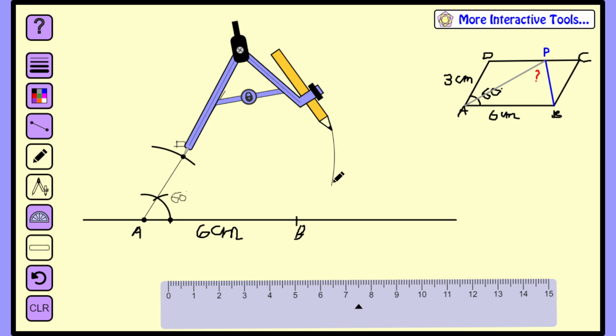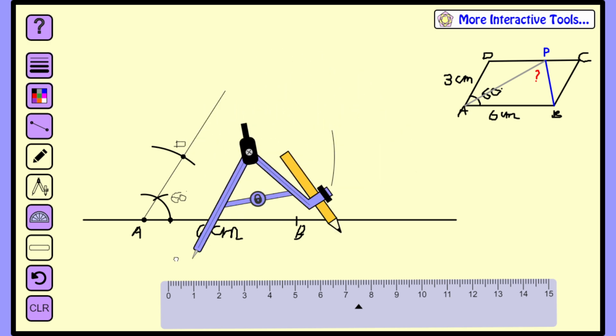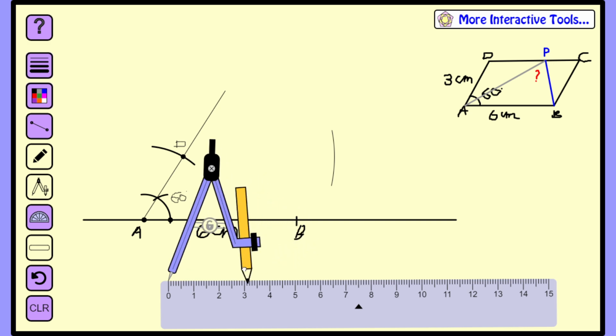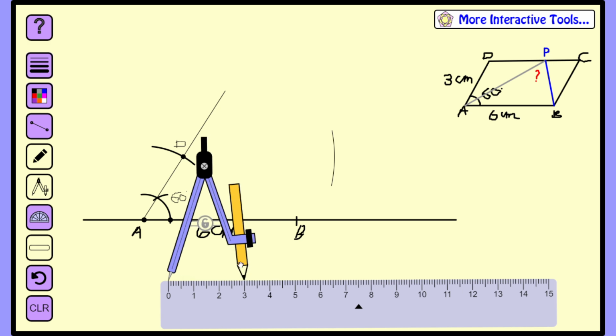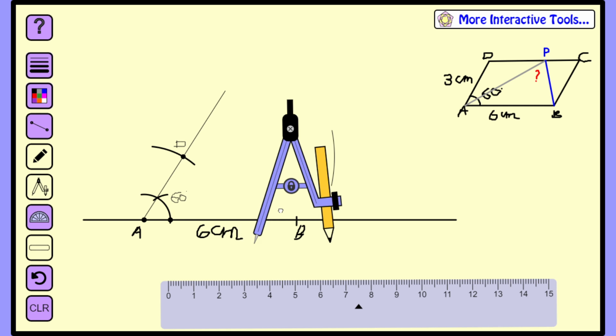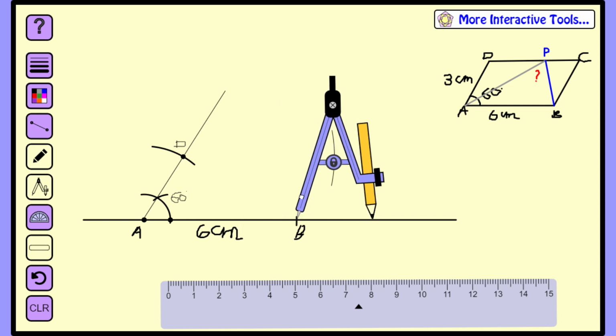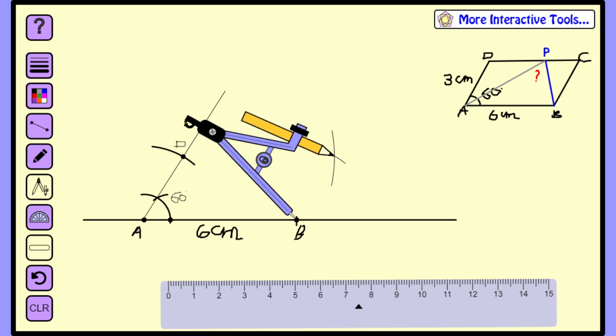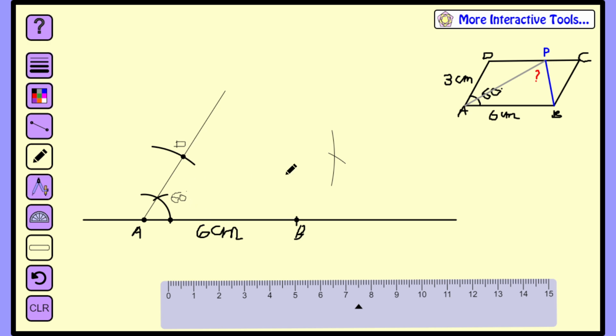Somewhere along this arc lies C, and you can know the exact point of C when you mark out BC. So from B, C lies a distance of 3 centimeters, again because of the property of parallelogram where the opposite sides are equal. So place the compass at B and mark out this arc. This intersection is point C.